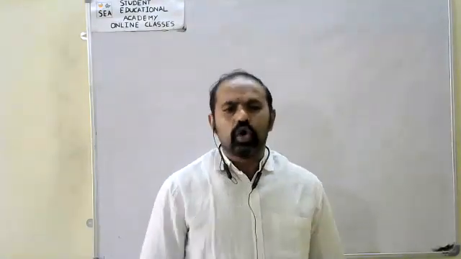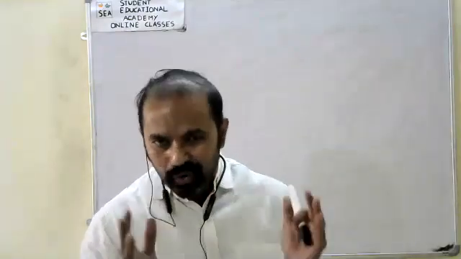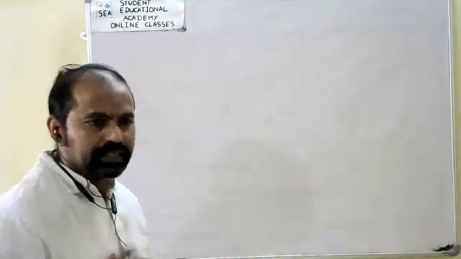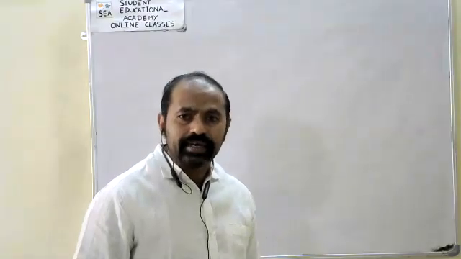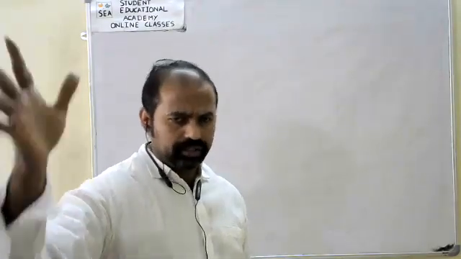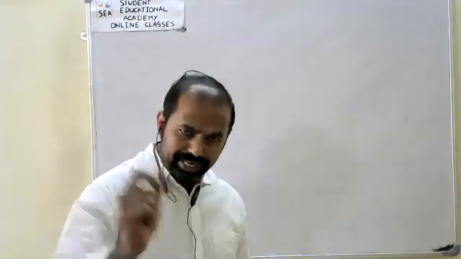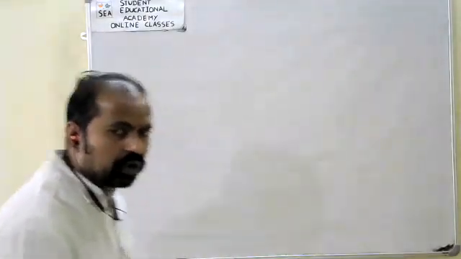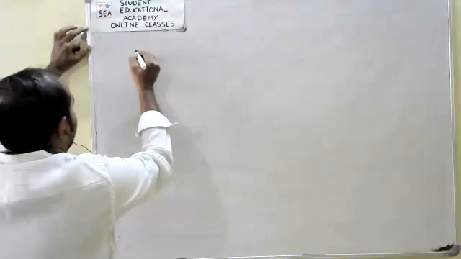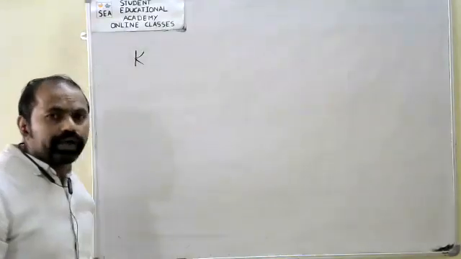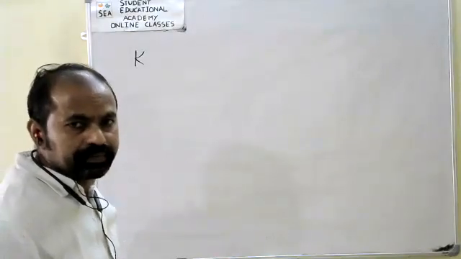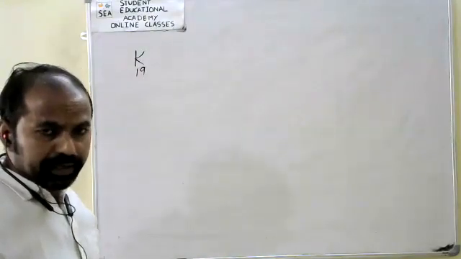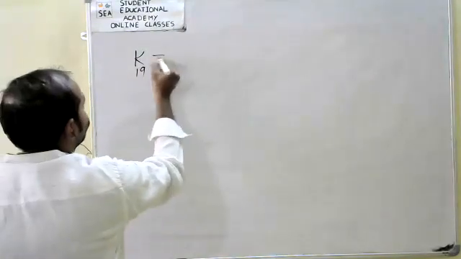Now, first of all, what is called the differentiating electron? Differentiating electron means the electron that entered the orbital of an atom last. That is called the differentiating electron. For example, I have taken potassium. Its atomic number is 19.